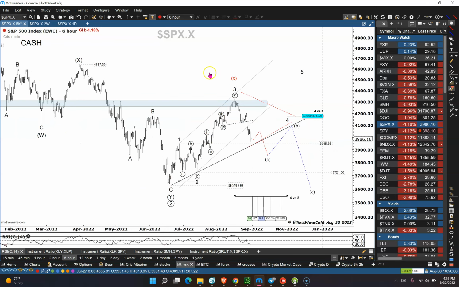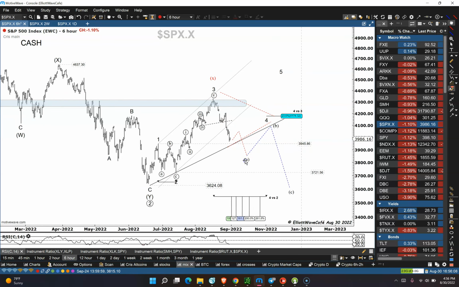WXY, X, 1, 2, 3, 4, 5 for A, up in B, down in C. And this can actually complete just below this 3624. You can complete the move and then push back up higher.